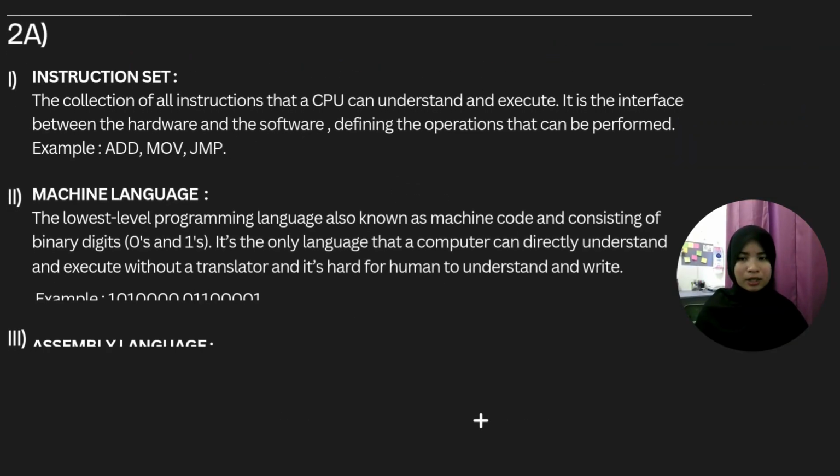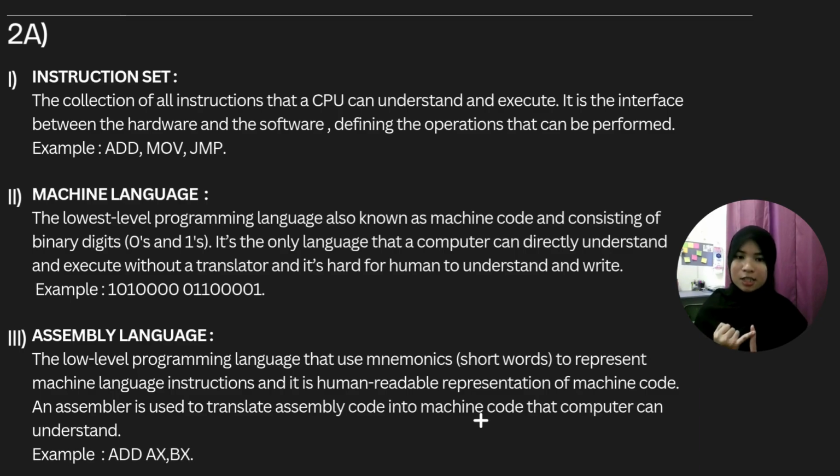For question 2A, I want to describe what is instruction set, machine language, and assembly language. We start with instruction set. Instruction set is the collection of all instructions that a CPU can understand and execute. It is the interface between hardware and software, defining the operations that can be performed. For example, add, move, jump.